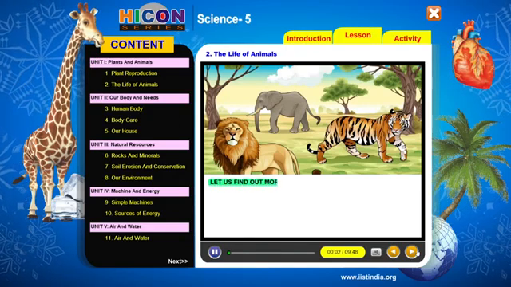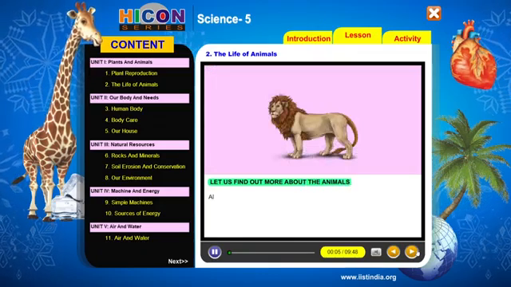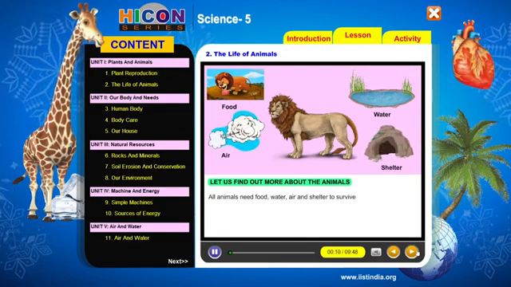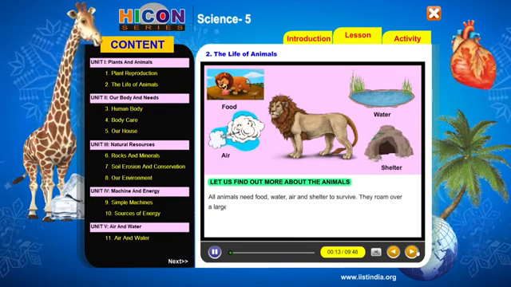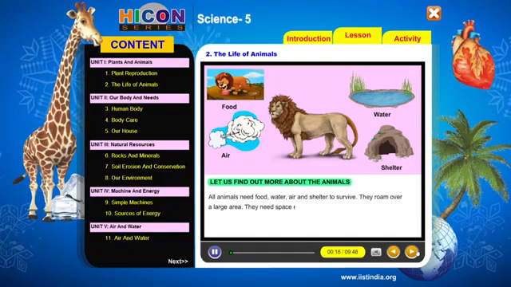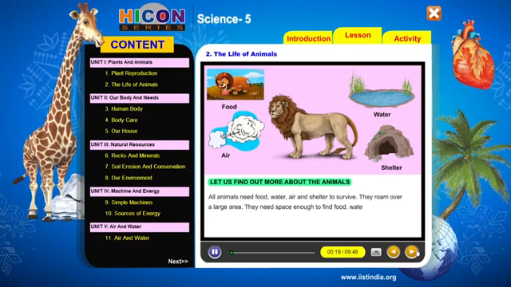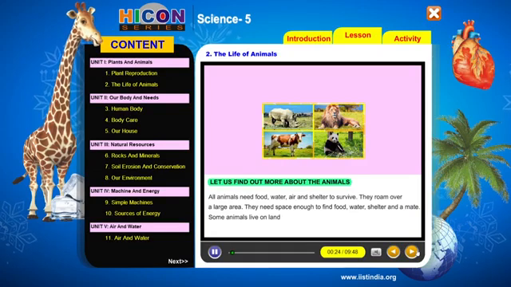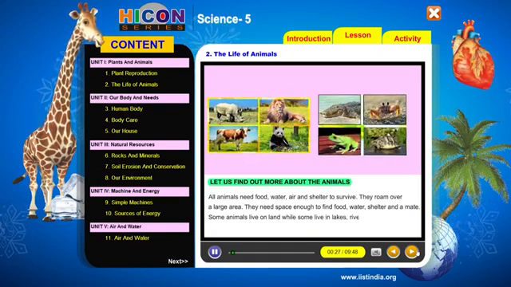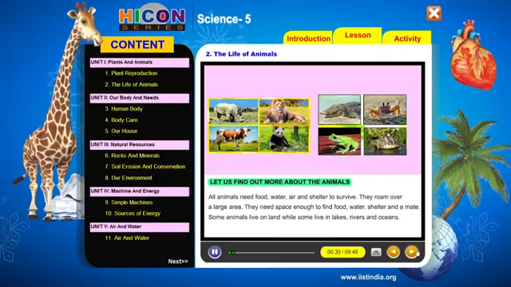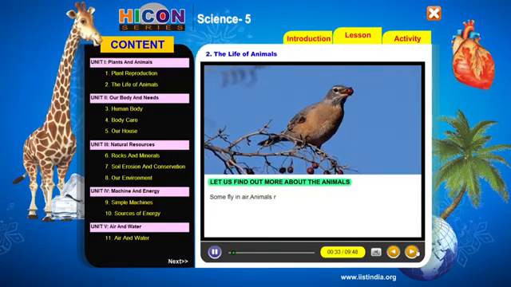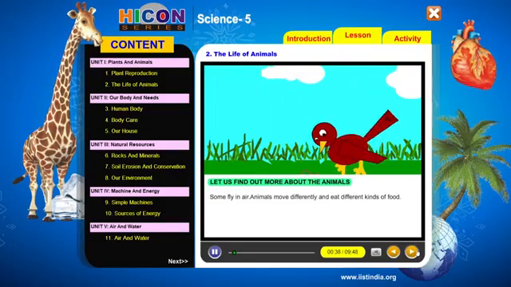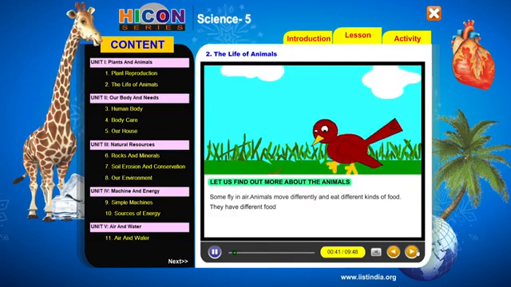Let us find out more about the animals. All animals need food, water, air, and shelter to survive. They roam over a large area. They need space enough to find food, water, shelter, and a mate. Some animals live on land while some live in lakes, rivers, and oceans. Some fly in air. Animals move differently and eat different kinds of food. They have different food habits.